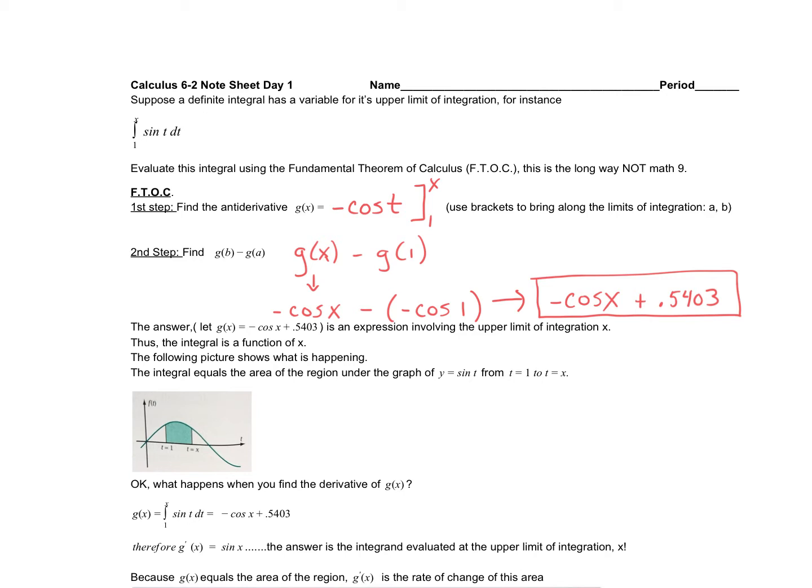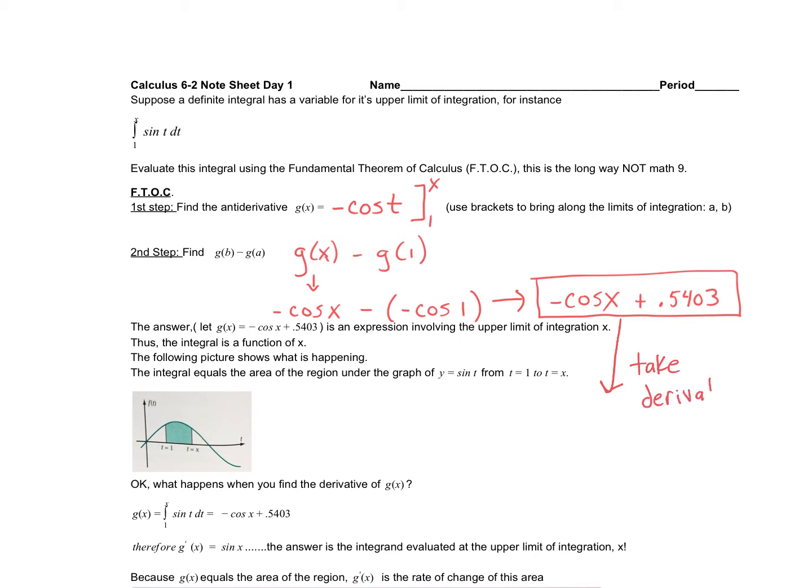This picture right here kind of shows you what's happening. Here is our curve. Here is the area under the curve. Here is our left endpoint, 1, and here is our right endpoint, x. So this expression right here allows us to find any area, no matter where we put that right endpoint. Okay, so now we're going to take the derivative of that. We're going to take this answer to our definite integral, and we are going to take the derivative.